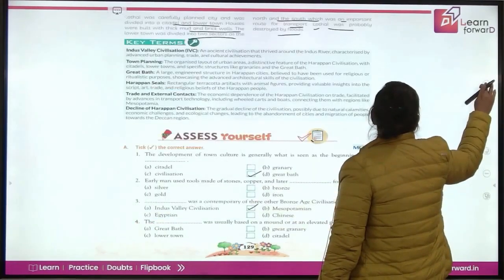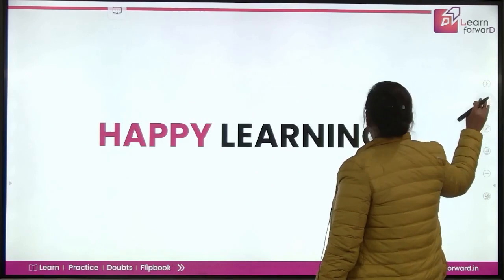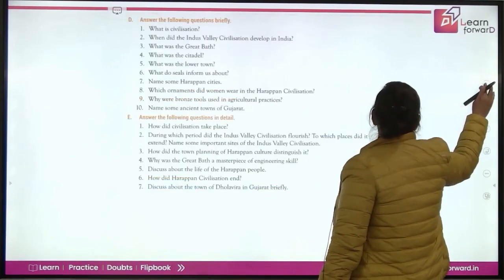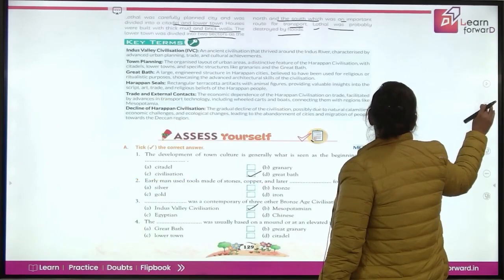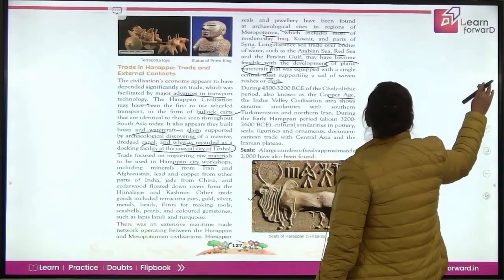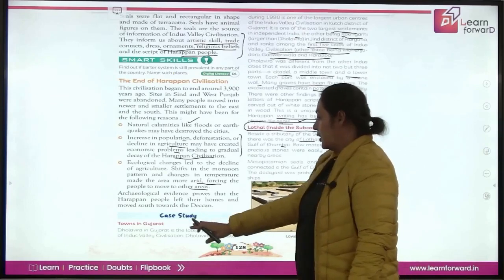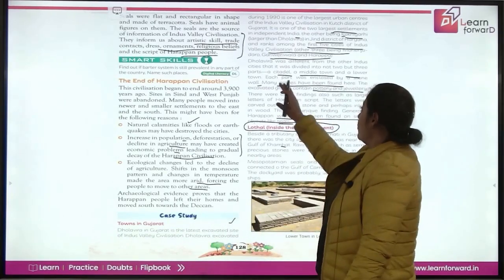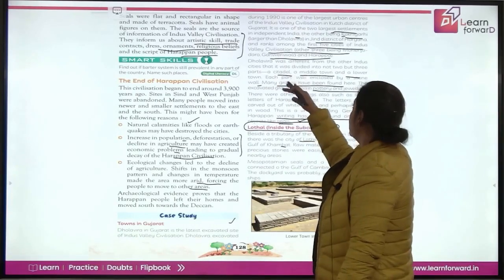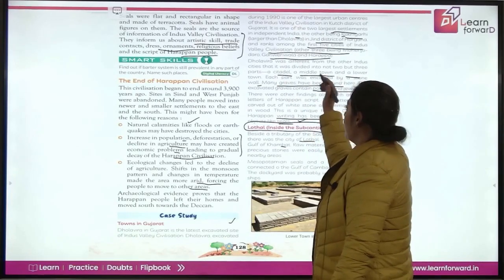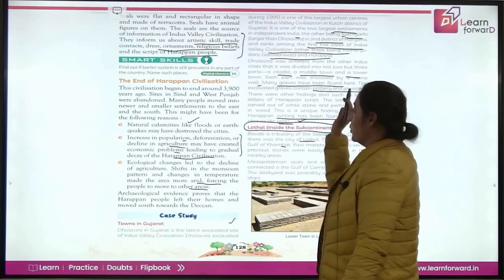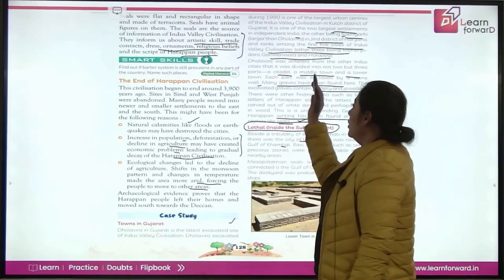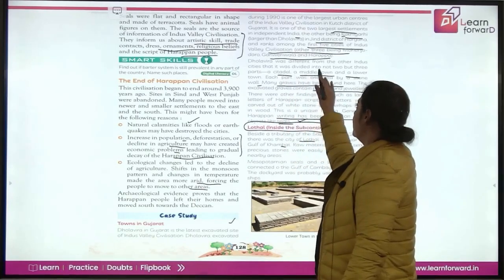And the next question is about Dholavira. Dholavira in Gujarat is a city in the Kutch region. We have to mention that Dholavira in Gujarat is a recently excavated site of the Indus Valley civilization. It was different from the other sites because it was situated in the middle of the rivers, whereas elsewhere sites were just situated on a river.